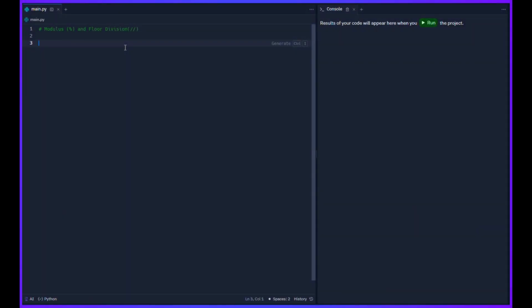All right, welcome back. So today we're going to go over the modulus operator and the floor division operator. The modulus operator gives you the remainder of a division, and the floor division gives you the whole number.